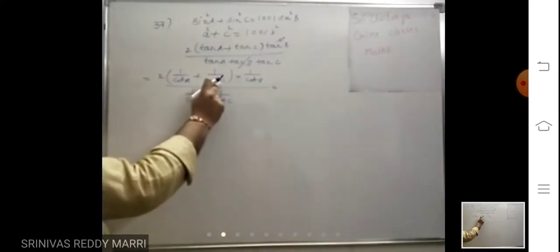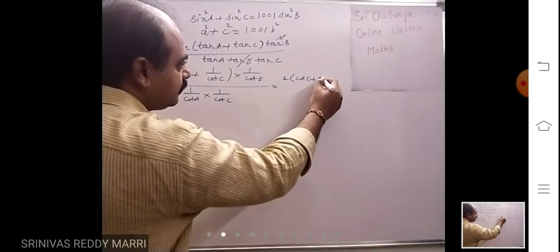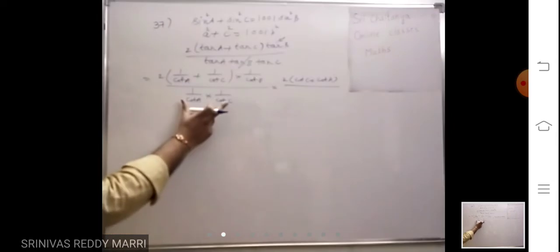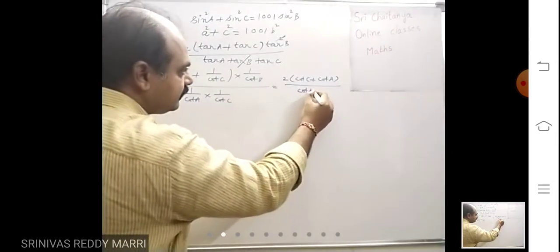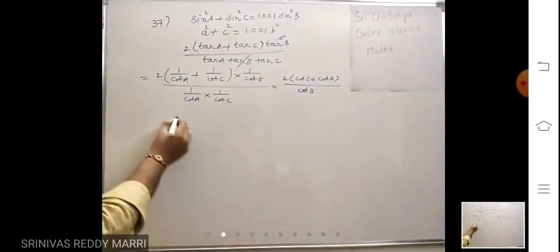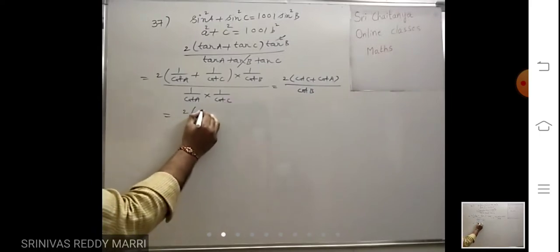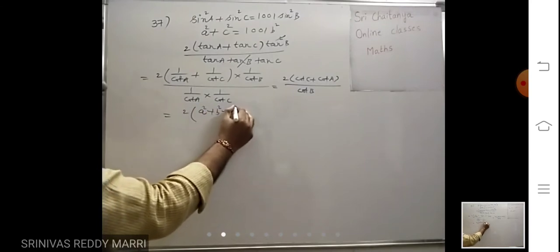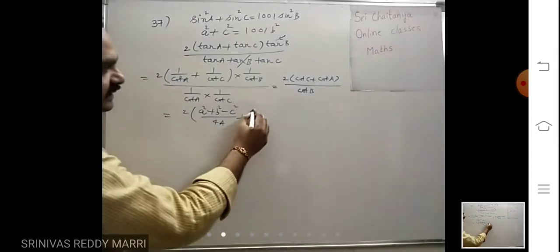Now if you take the LCM, you will get here 2 into cot C plus cot A divided by this; cot A, cot C will get cancelled. You will get cot B. You know the formula, number of problems you have done of this type. Cot C is nothing but a square plus b square. I have given this as an assignment, and it has been given in the mains exam number of times.